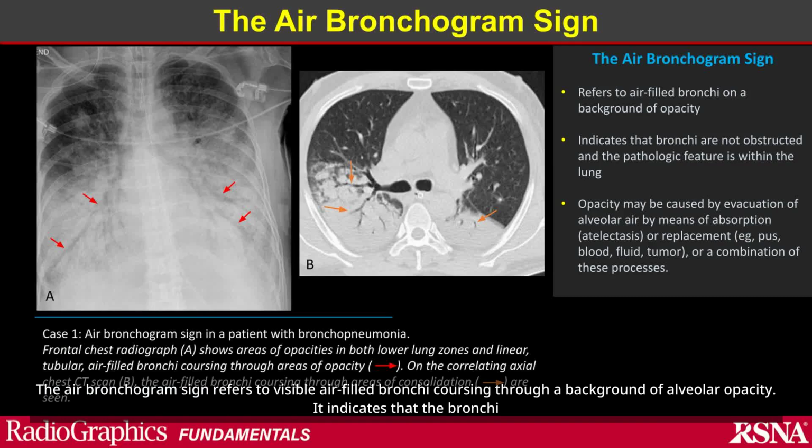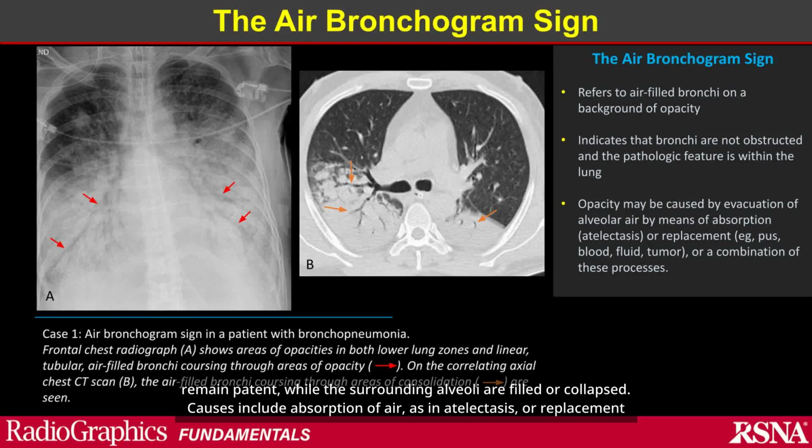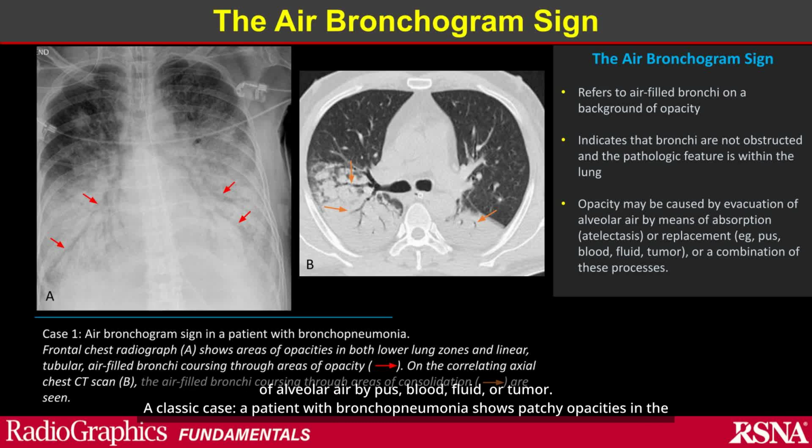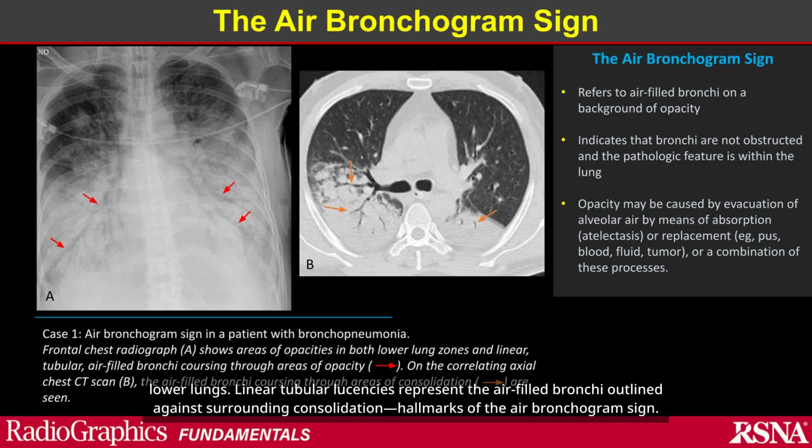The air bronchogram sign refers to visible air-filled bronchi coursing through a background of alveolar opacity. It indicates that the bronchi remain patent, while the surrounding alveoli are filled or collapsed. Causes include absorption of air as in atelectasis, or replacement of alveolar air by pus, blood, fluid, or tumor. A classic case: a patient with bronchopneumonia shows patchy opacities in the lower lungs.